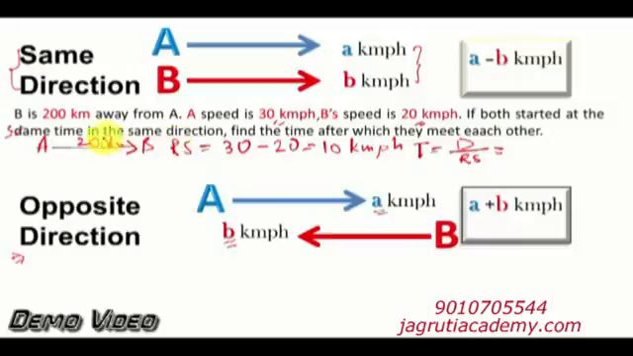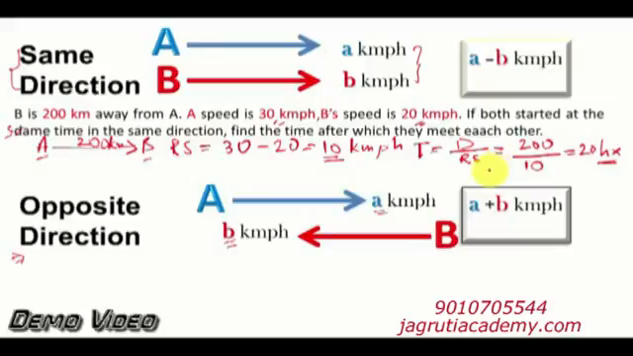What is the distance A has to cover to meet B? 200 kilometer. So my distance is 200 kilometer and the speed is the relative speed, which is 10 kilometer per hour. So 200 divided by 10 is equal to 20 hours. This is the time it takes. That means it takes 20 hours for A to catch B, or to meet B. So is it clear? Okay.